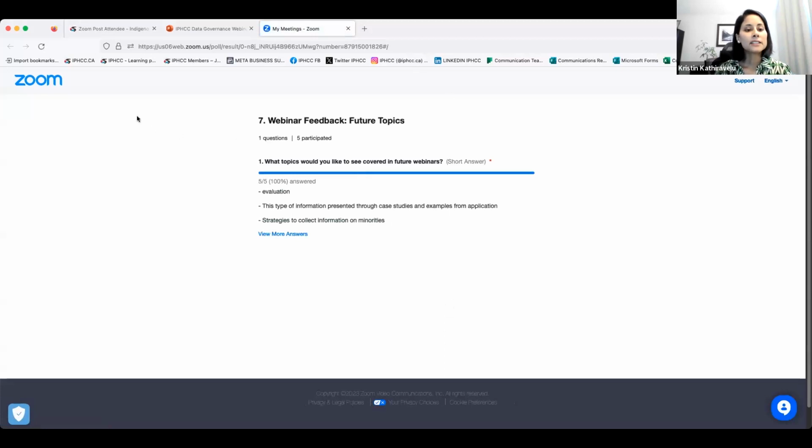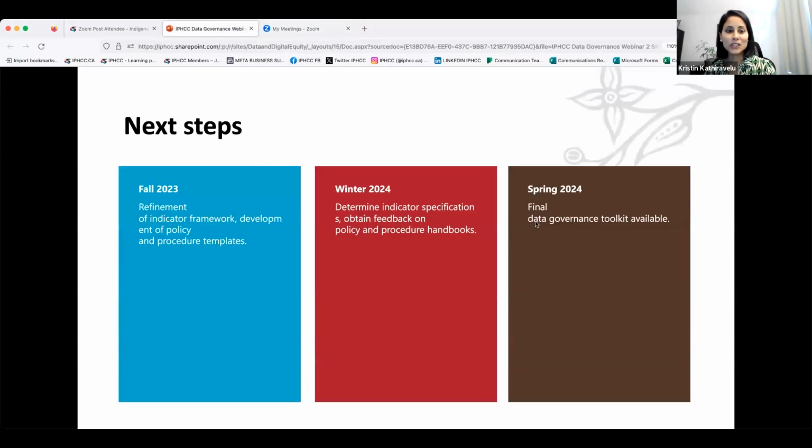Evaluation, this type of information presented through case studies and examples. That's excellent. And then strategies in general, it looks like, to collect information on minorities. Okay. Well, we'll have to do a little bit of interpretation for some of these responses, but very helpful for us to know. Again, thank you for sharing your thoughts.